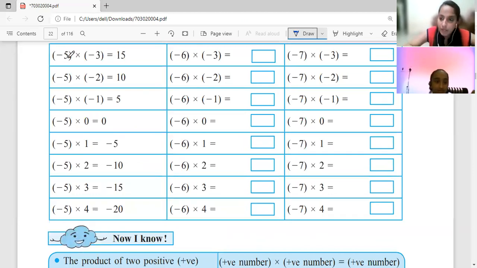Now हमें पता है we multiply the signs first and then we multiply the numbers. So minus into minus, positive sign. And 5 3s are 15. So this answer is right or wrong? It's right. Very good. 5 2s are, अब numbers को पहले multiply करते हैं. So 5 2s are 10. Sign, is it right? Minus into minus, positive sign.